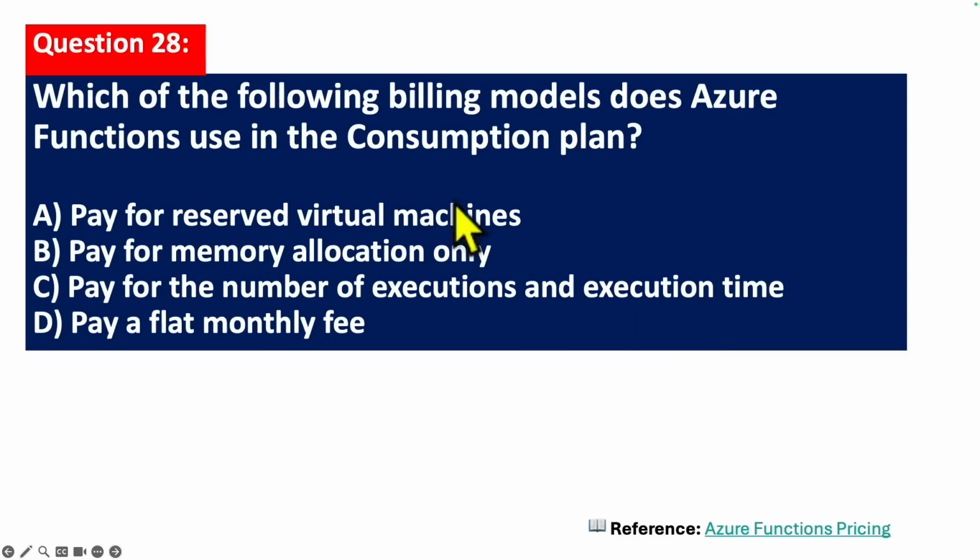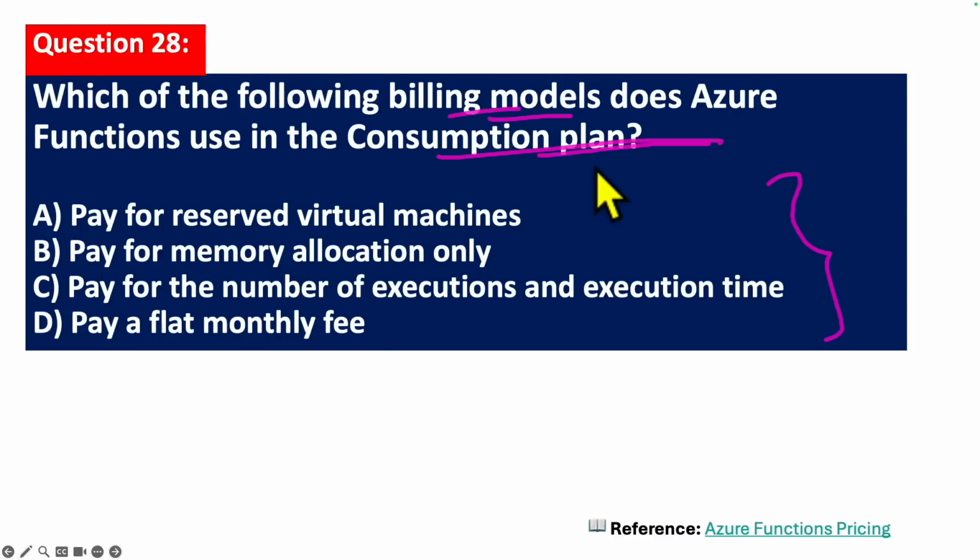Let's look into question number 28. Which of the following billing models does Azure Functions use in the consumption plan? We are doing a detection here. First, let's understand what this consumption plan is. In the consumption plan, you only pay for the time your Azure function runs based on the execution count, memory, and the execution time. This model provides great flexibility and cost efficiency for applications with varying workloads.